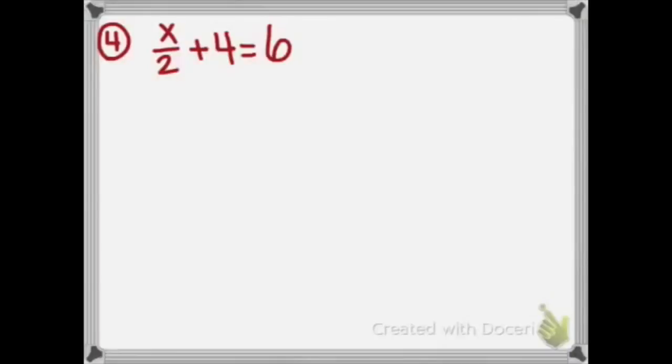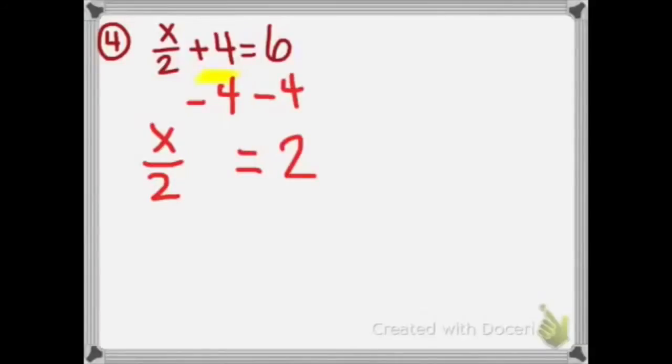Add or subtract the term without the variable, which is this plus 4. So we're going to say minus 4. We're going to bring down x divided by 2. 4 minus 4 is 0, equals 6 minus 4 is 2.